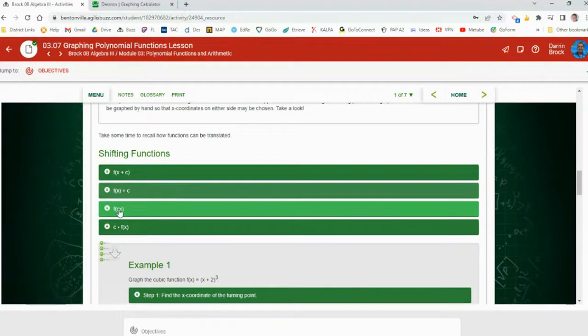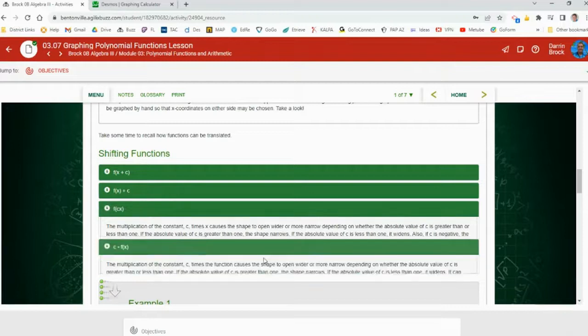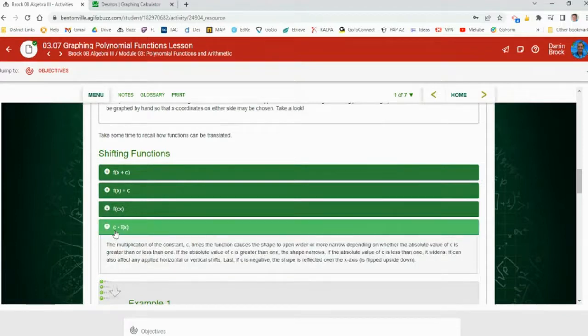If it's multiplied times the x or multiplied times the equation, that's going to make it wider or more narrow, depending on whether it's greater than 1 or less than 1. Maybe your c is a half, and you're multiplying it by a half, so it's going to bring it narrower. And it'll do the same thing if you multiply it times the function on the outside, wider or narrower.